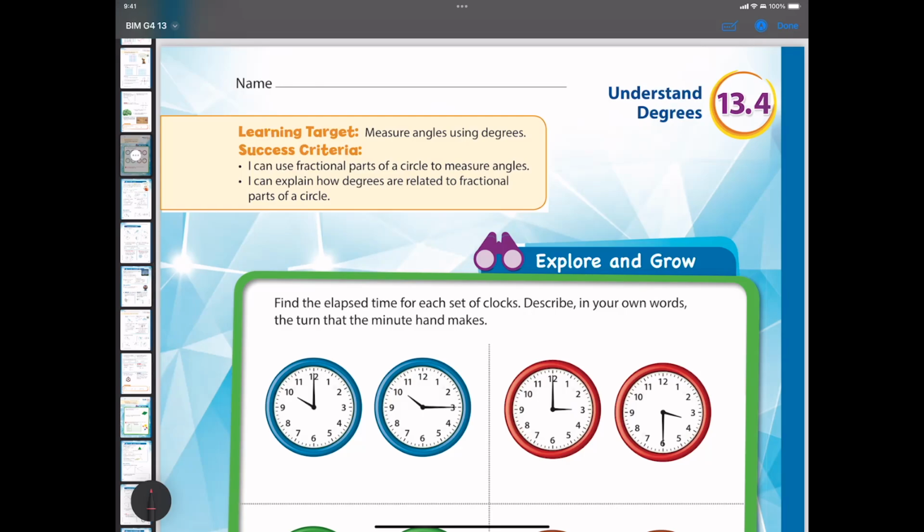This is lesson 13.4, Understand Degrees. Our target is to measure angles using degrees. Our criteria is that I can use fractional parts of a circle to measure angles. I can explain how degrees are related to fractional parts of a circle.